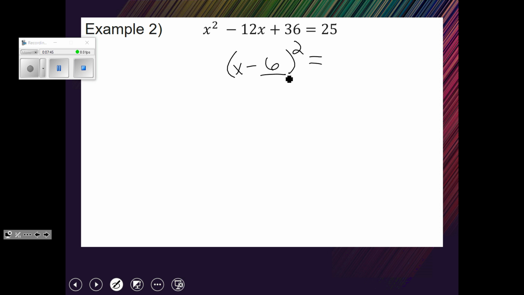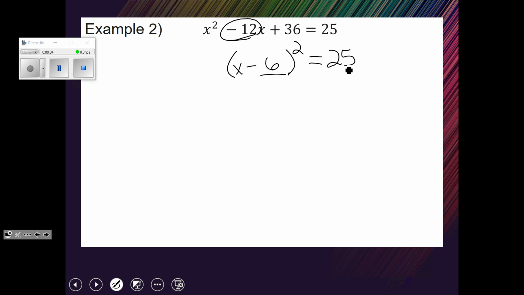Okay, now the key is, how do you get this number? Like, what if it's not that obvious? You just take half of your middle number. That's what number goes right there. It's just the half before you square it. Or you could do what with it? Take the square root of that. Does that make sense? It's the number you get before you square it.